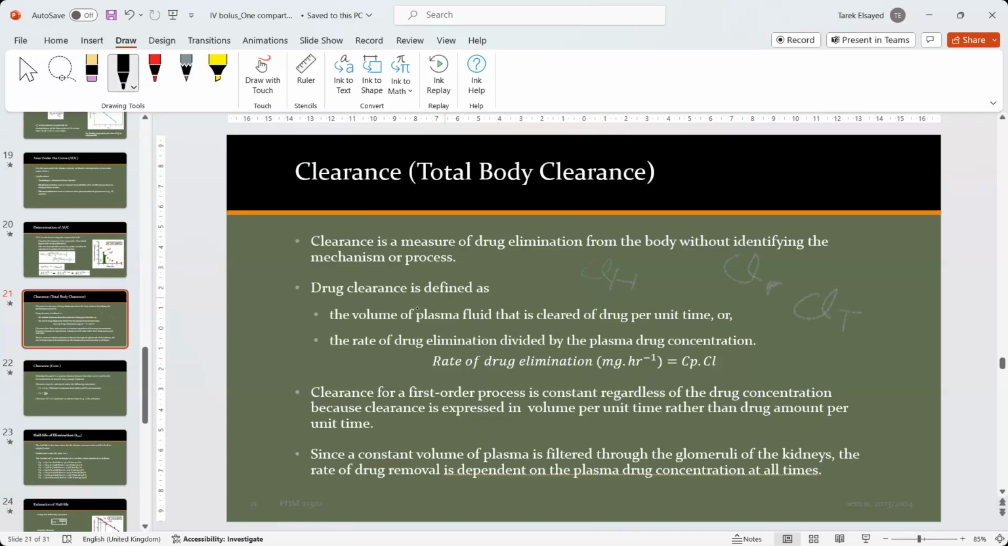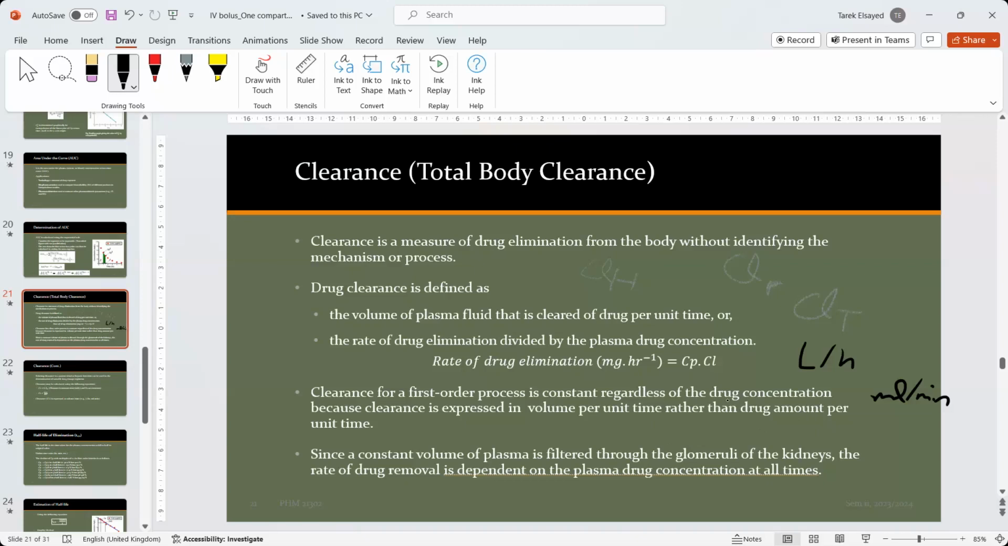Drug clearance is defined as the volume of plasma fluid that is cleared of drug per unit of time. So it's a measure for how many liters, for example, of the volume of distribution of the drug will be cleared per unit of time. And this unit of time is usually hour. So the unit will be volume per time, for example, liters per hour or milliliters per minute. Okay, this will be the unit of the clearance.